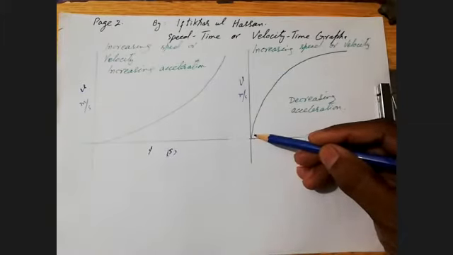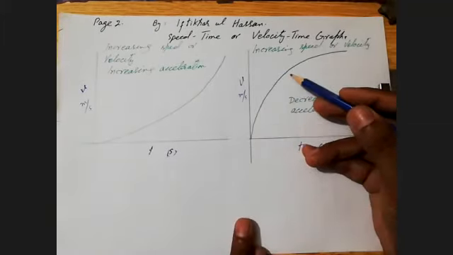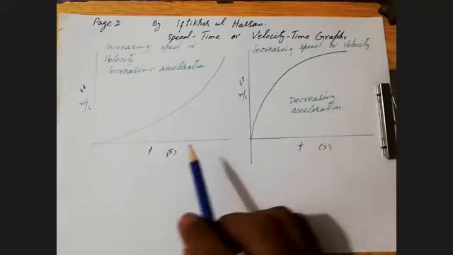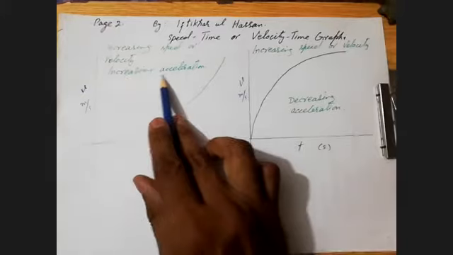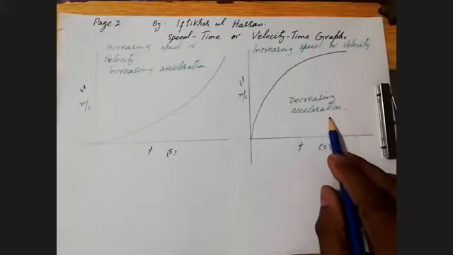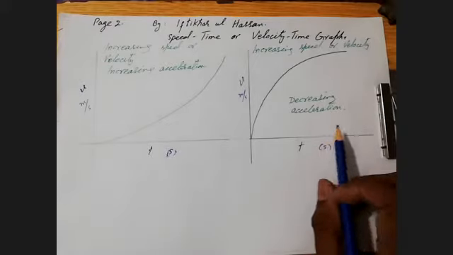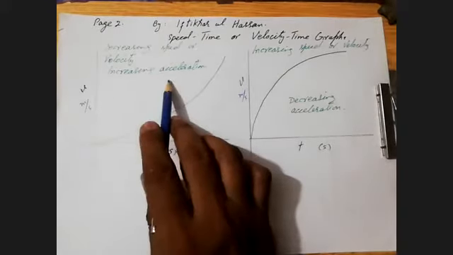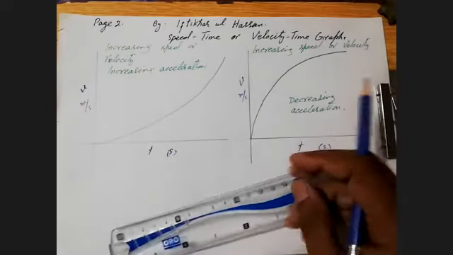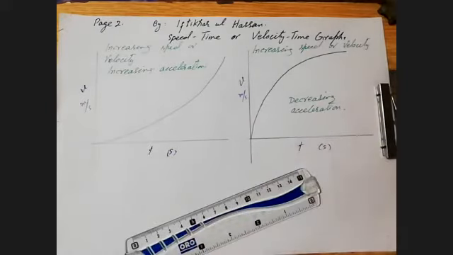Here also you can see that as time is passing, the speed is also increasing. Now I'll tell you that this is an increasing acceleration, but this is decreasing acceleration. How will you decide which is increasing and which is decreasing acceleration? As I told you, this will be decided from the slope of the graph.